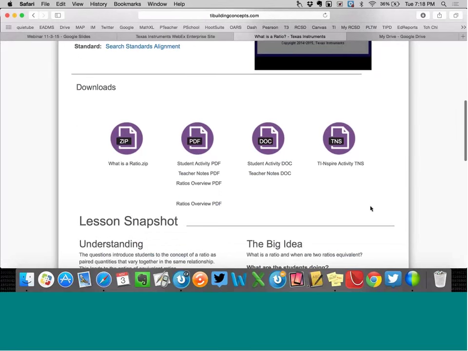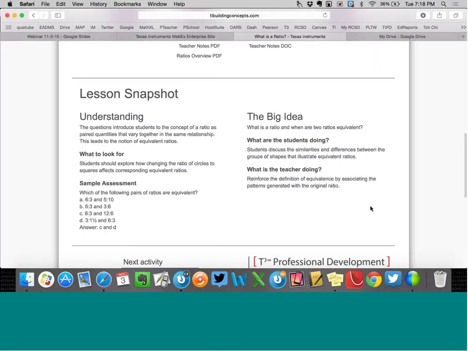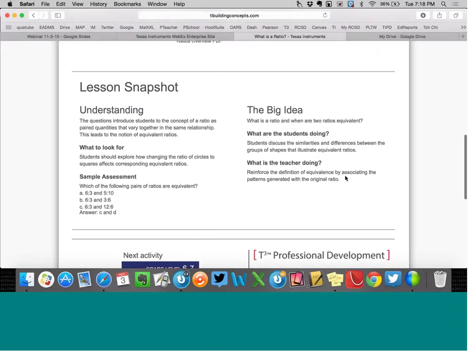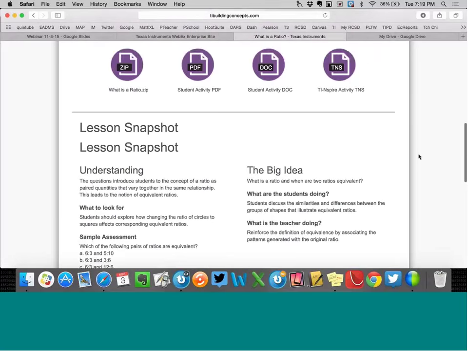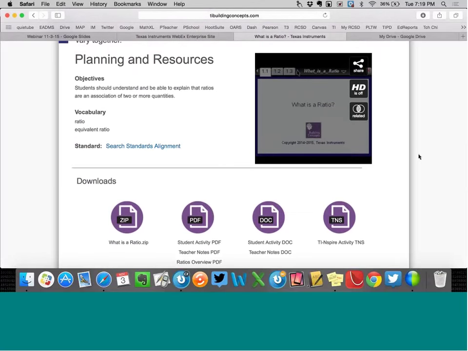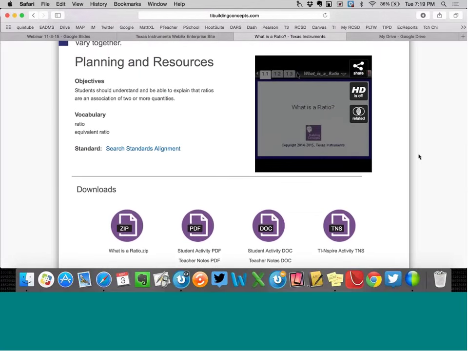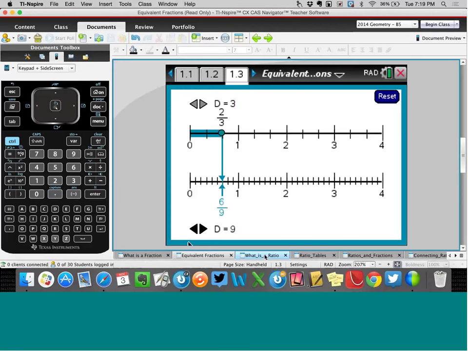It also will give you this lesson snapshot, and again, kind of just the big idea: what are the teachers doing, and what are the students doing during the lesson. So it gives you a little overview to know whether that's what you're looking for or not. All right, so we're going to go back to our software.